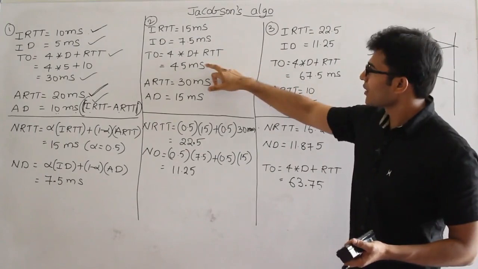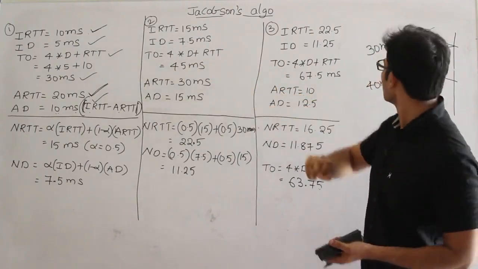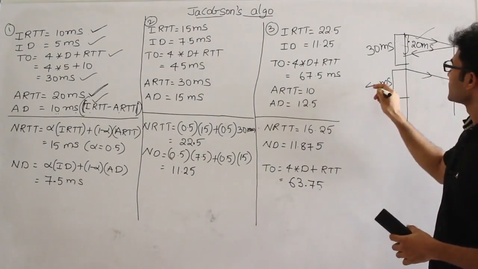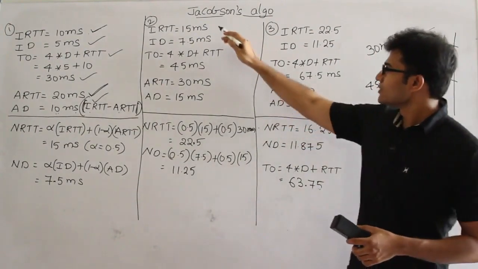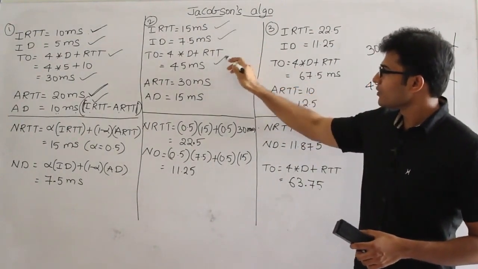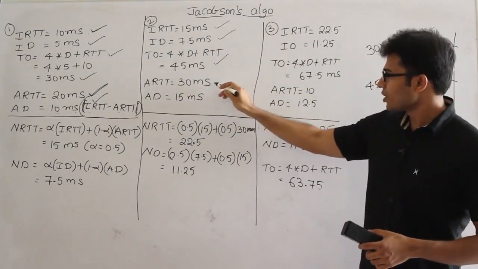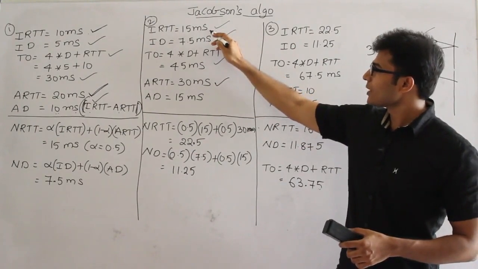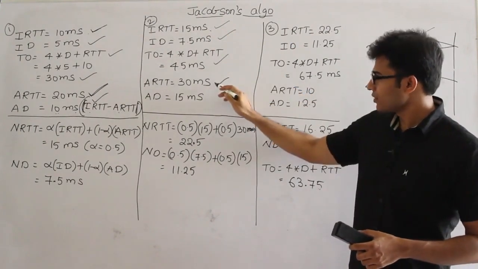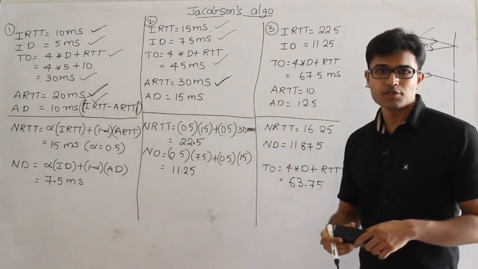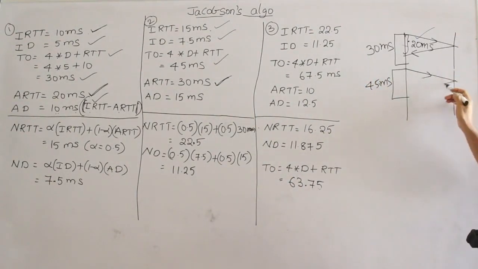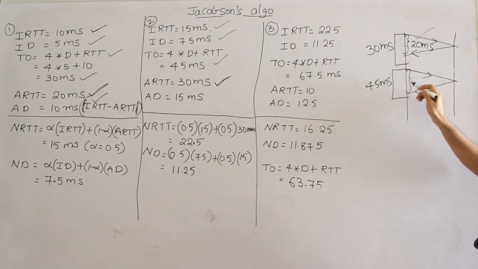Now we got timeout to be 45. Oh, it is 45, is it? Timeout is 45 milliseconds. Now this is what we calculated, everything we calculated from the previous packet. This is what has actually happened, which means we expected that the acknowledgement will come back in 15 milliseconds, but acknowledgement came back in 30 milliseconds, which is showing a traffic, right? Heavy traffic.